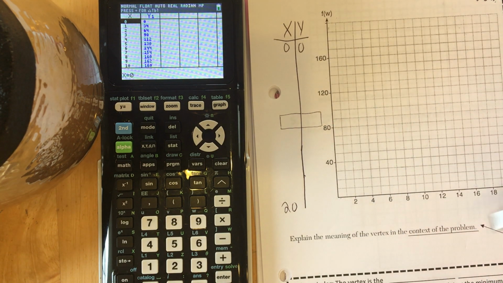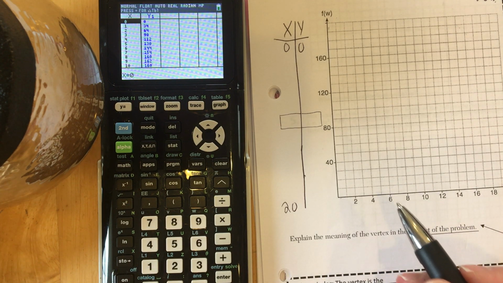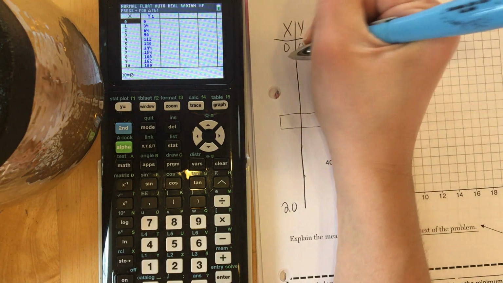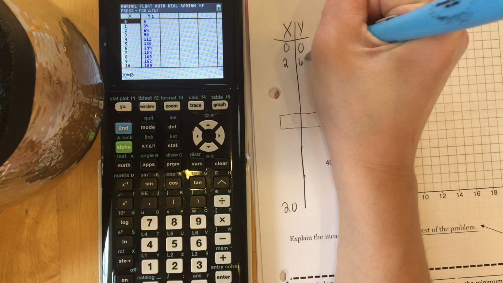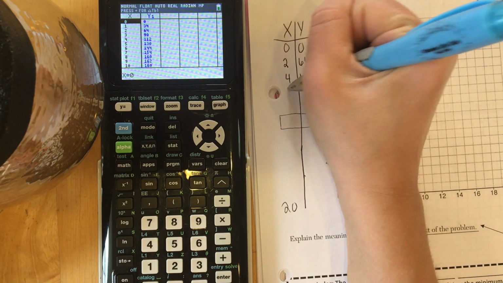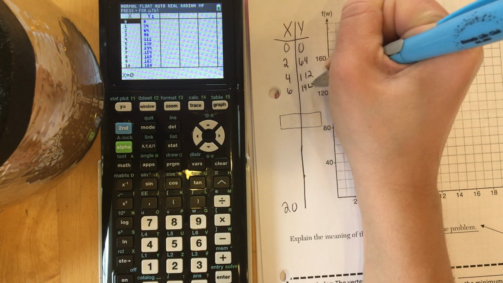So these are going to get high. So don't worry about that. You can still plot those. All right, so I'm going to skip around. I'll go every 2 maybe, unless my vertex is an odd number, which I can see it is. So I'll do 2, 64. 4, 112. And you can plot all these numbers. Don't think that you cannot, but I'm trying to save you time.